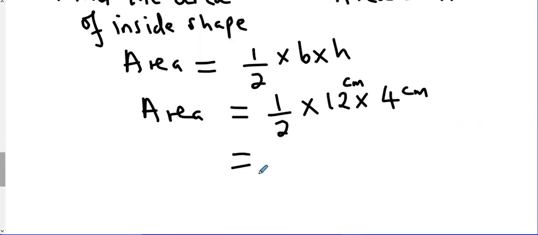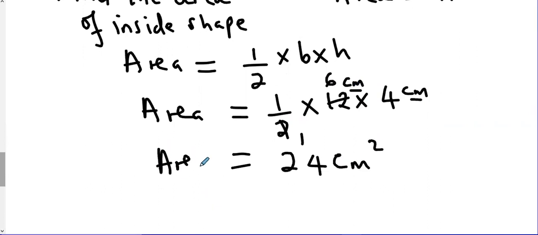Then let me go ahead simplifying by 2, 1, 2, 6. This is 6 times 4, which is 24. Centimeter times centimeter, that is centimeter square. So this is the area of the inside part.